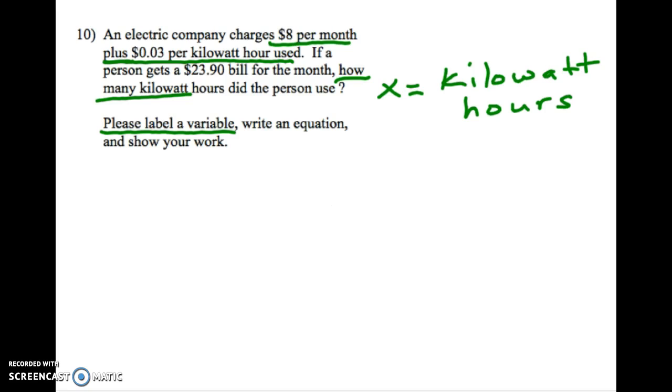If you write out an equation, we've got that flat rate of $8 no matter what. Per kilowatt hour means we're going to be multiplying. So it's 3 cents, or $0.03, times x to figure out how much we're going to spend on the kilowatt hour part. The bill in this case was for $23.90.